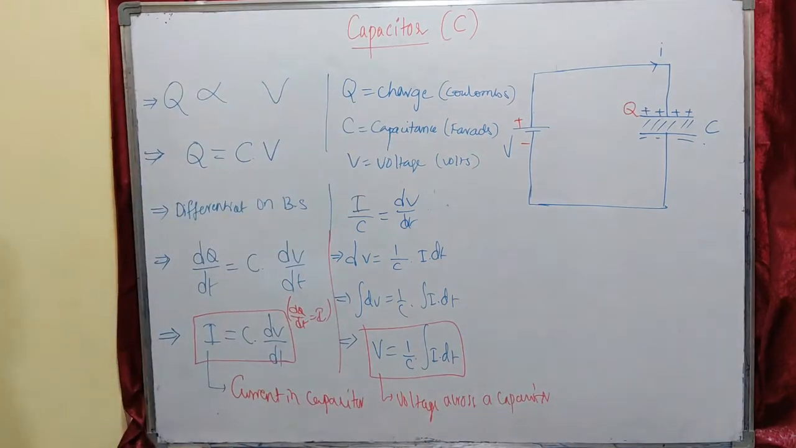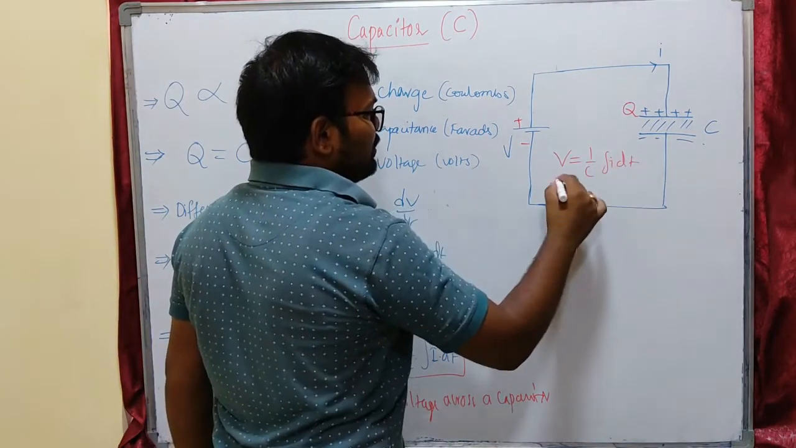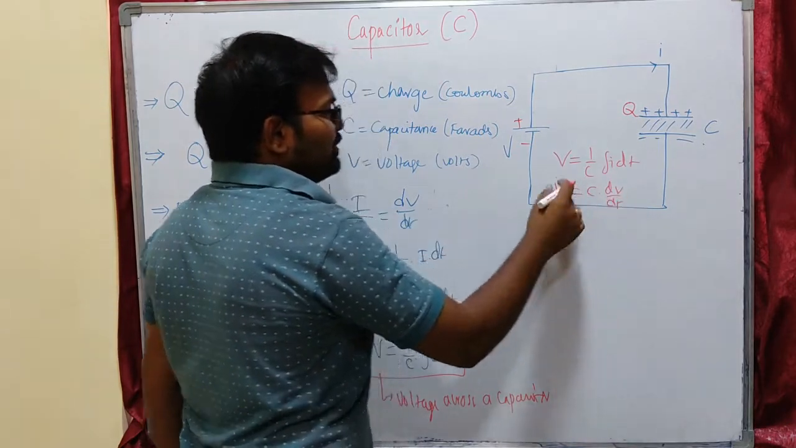Okay, so these are the observations. What is the voltage across a capacitor? V equal to 1 by C integral I dt. And what is the current through a capacitor? C into dV by dt. So these two are the parameters here.